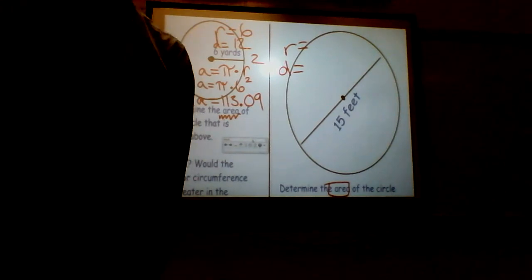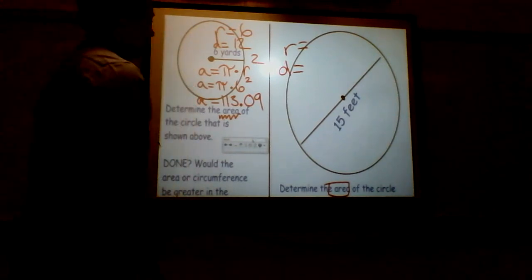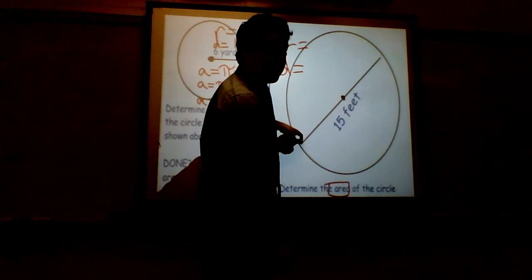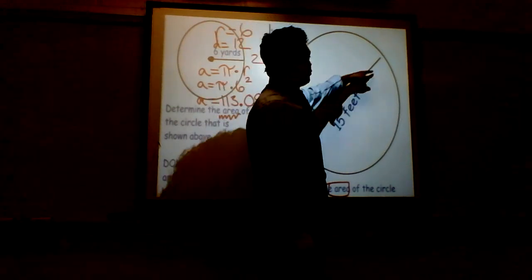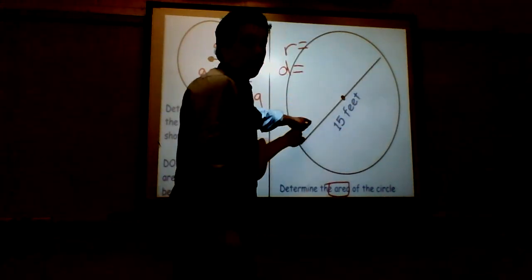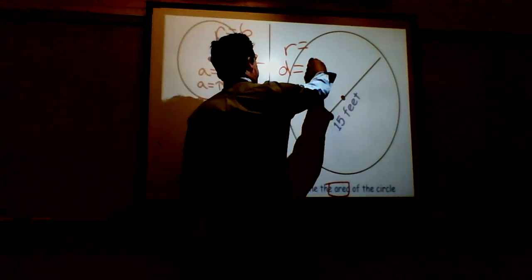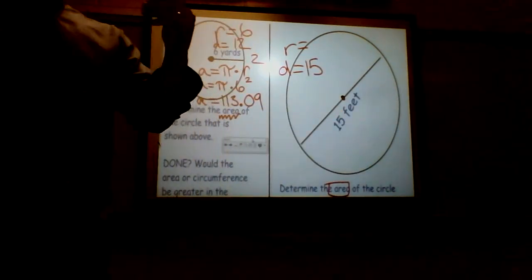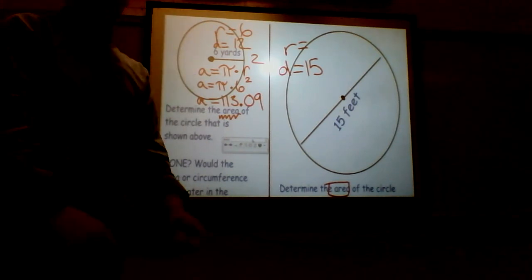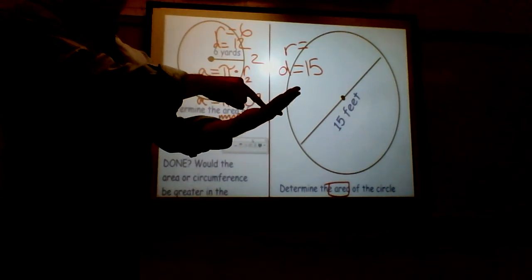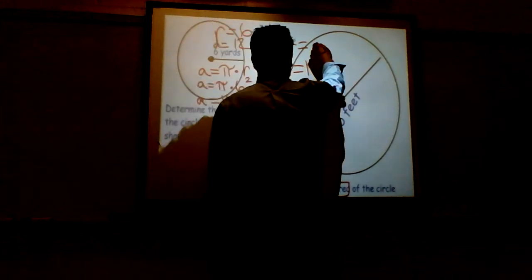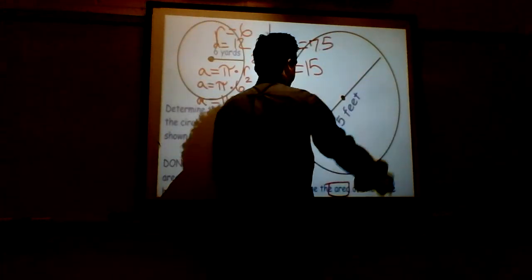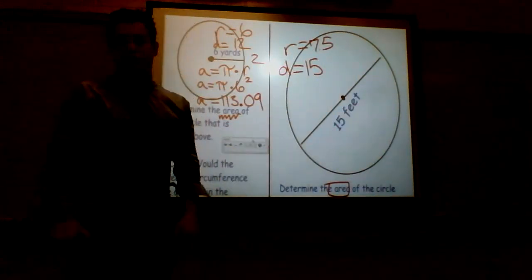This is so simple. These are freebies. We're given a line segment that touches 2 edges of the circle and passes through the middle. That's the diameter. Diameter is 15. The radius is 1/2 of that. So on my handy calculator, I would do 15 divided by 2. Radius is 7.5. That's the information I need.